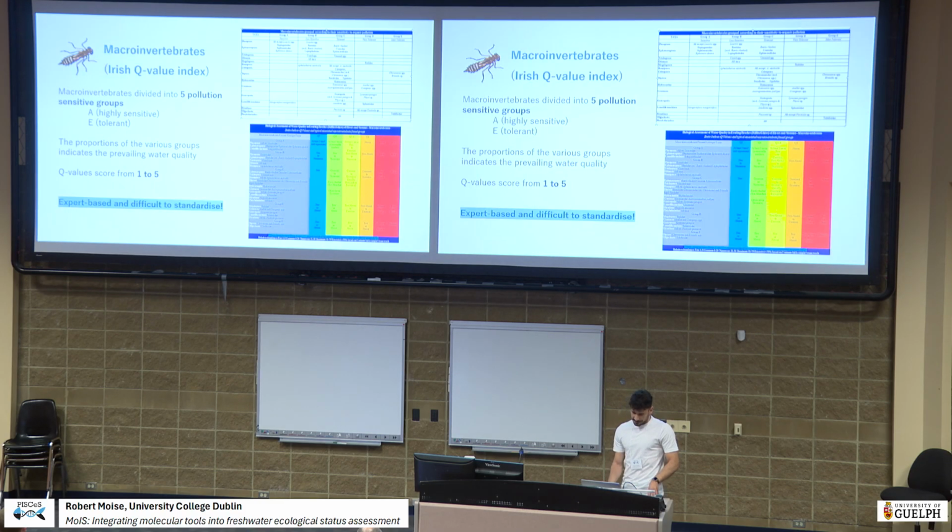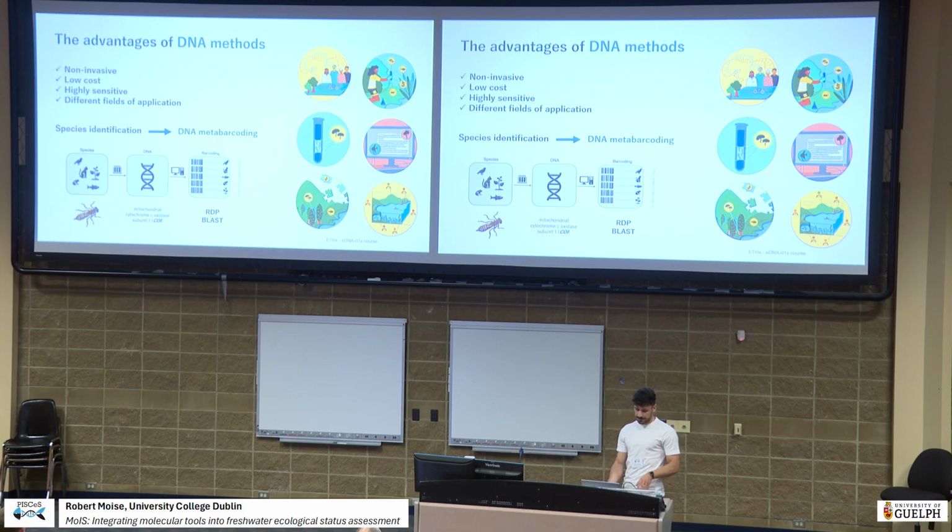So in Ireland, we have the Irish Q-value index, which is based on macroinvertebrates, which are divided in 5 different groups, A to E, according to their sensitivity to pollution. And the proportion of these invertebrates indicate the water quality. So normally the Q-value ranges from 1 to 5. It has been used for many years, well known in our country, but it's expert-based and difficult to standardize. On the other side, we have the DNA methods, which are non-invasive, low-cost, highly sensitive, and they're really flexible.